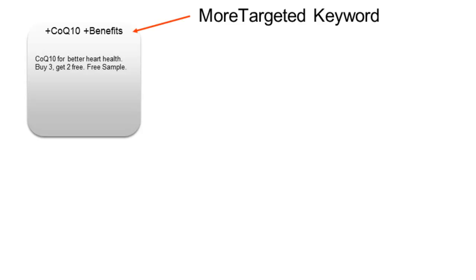So we've got our better written ad copy, line 1 and 2. Now what we want to do is say, let's come up with a more targeted keyword. So instead of just CoQ10, we want to say CoQ10 plus benefits. So that will come up with all sorts of different queries that people are searching for that include the words CoQ10 and benefits. So, okay, that's the keyword we're bidding on.